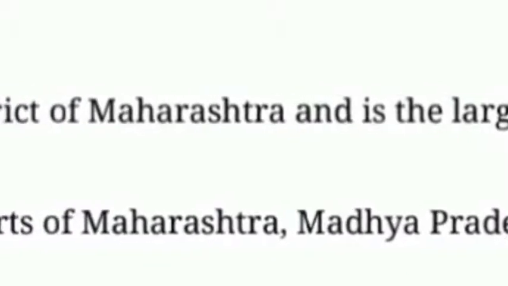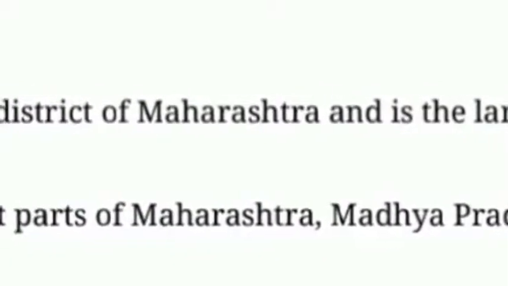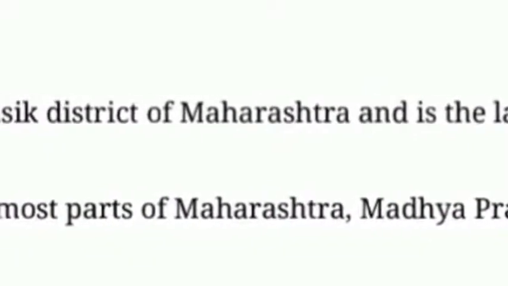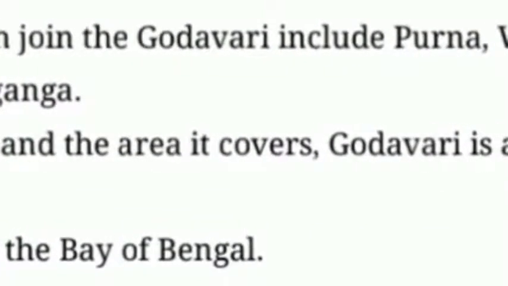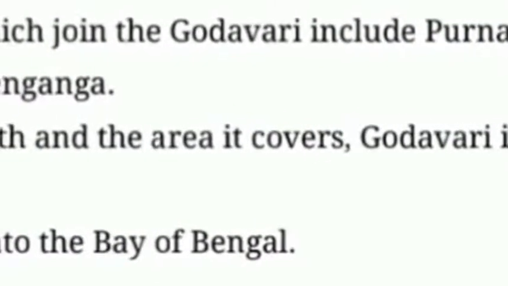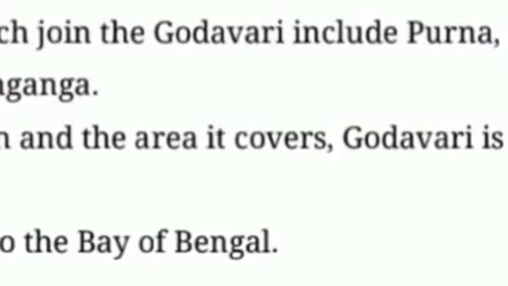The tributaries which join the Godavari include Purna, Wardha, Pranhita, Manjra, Wainganga, and Penganga. Because of its length and the area it covers, Godavari is also known as the Dakshin Ganga. Godavari drains into the Bay of Bengal. This is about the Godavari basin.